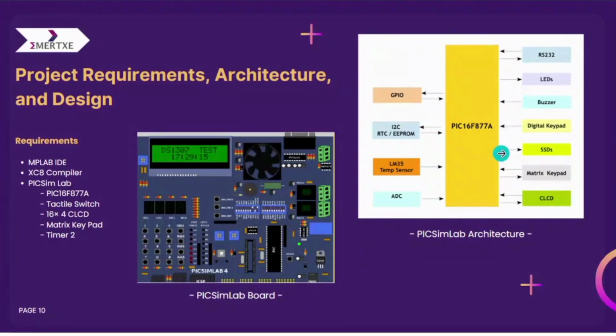We also have the digital keyboard, which helps us control our microwave by pressing the right buttons. We also have the SSD, which stands for 7 segment displays. They show us numbers to allow us to set the cooking time and see how much time is left. And lastly, we have the matrix keypad, which is like our microwave's keyboard. It's a grid of buttons that help us input settings and interact with our microwave.